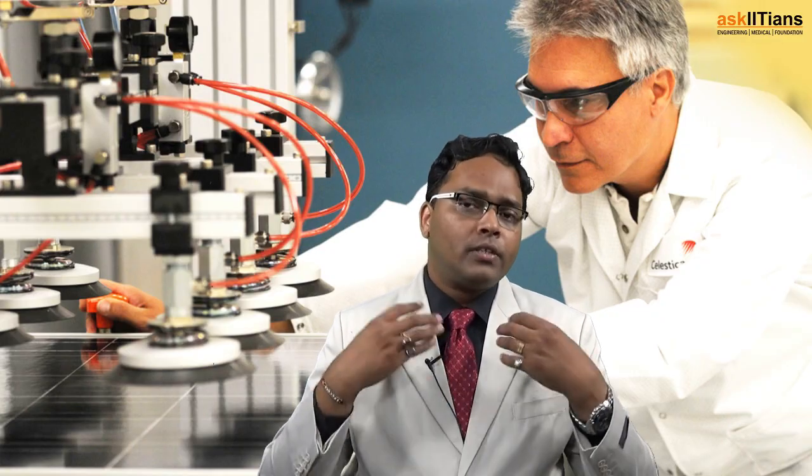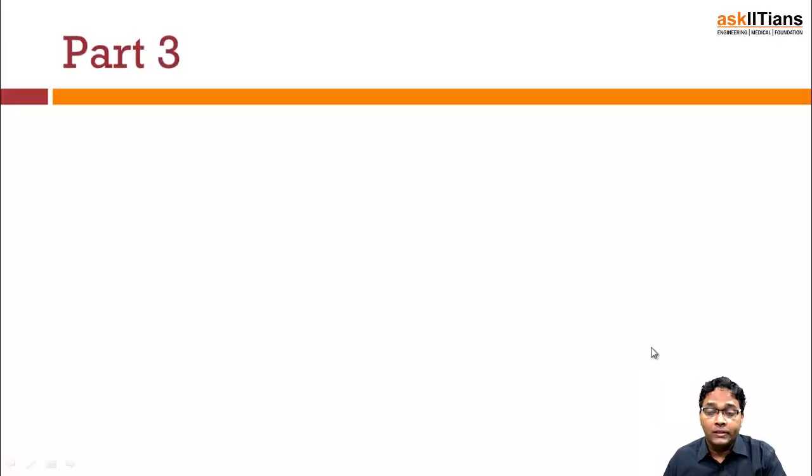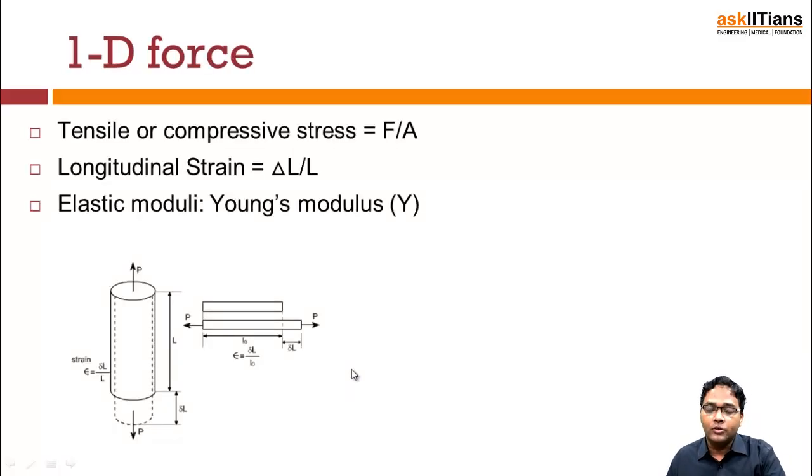So in this part of the chapter, we are going to discuss the stress and strain relationships for the different types of substances that we know of. So students, we have understood a lot about the mechanical properties of solids so far. So we'll now go further to part 3 of this particular topic.